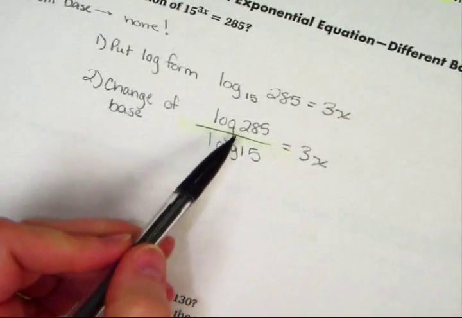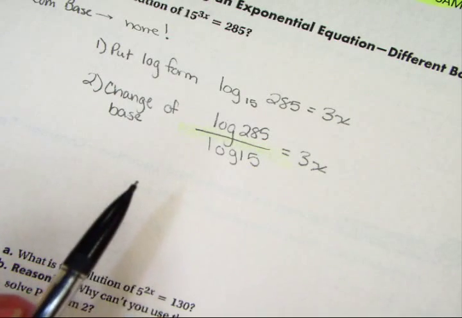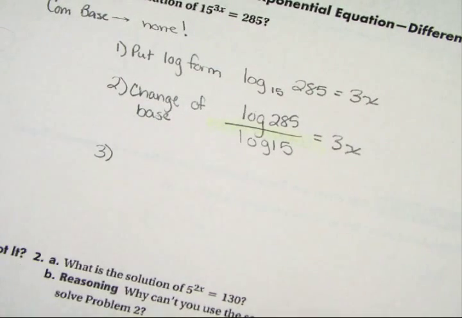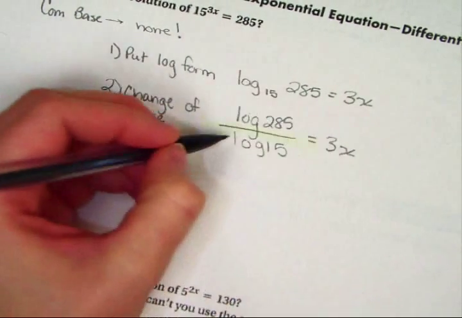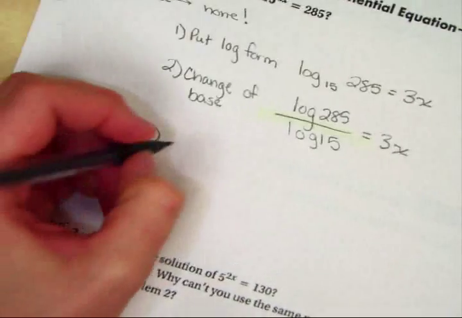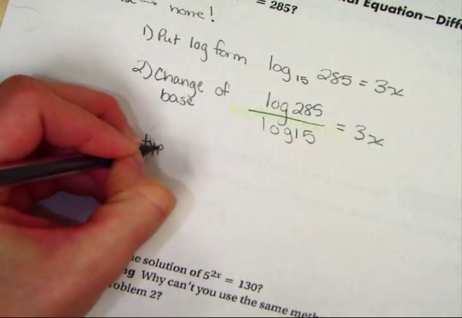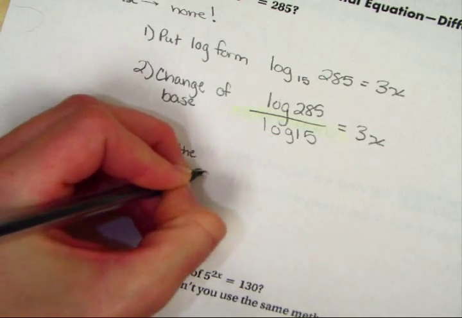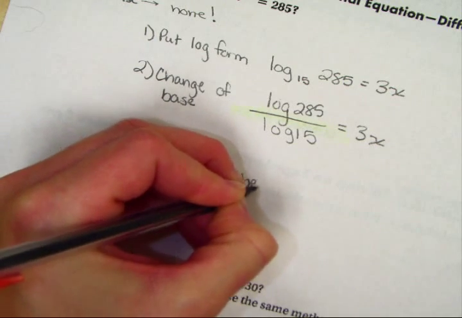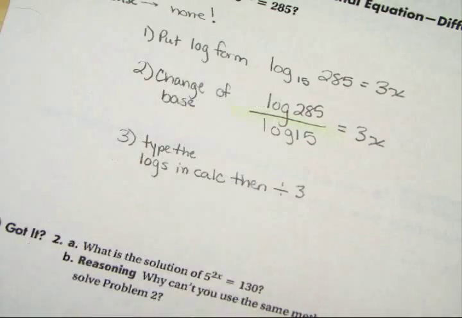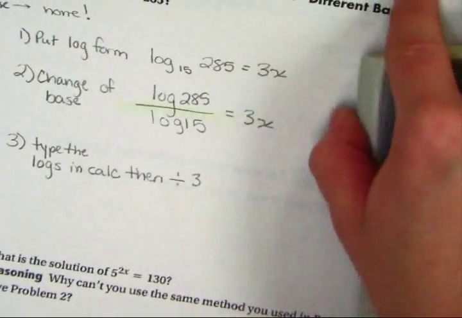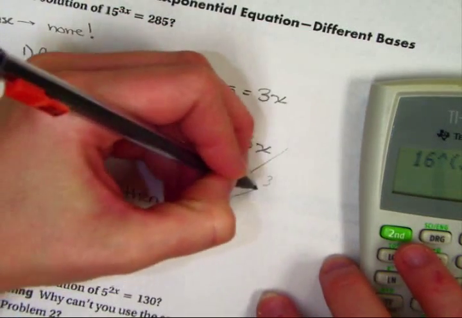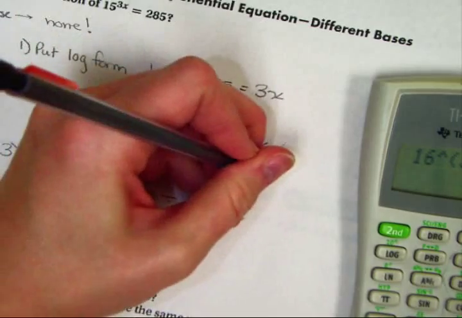I'm going to get this, and let's round today. Let's round to 4 decimal places. So step 3. Now I like to do this, okay? I like to move my 3 over. Watch how I'm going to do this in my calculator. I'm going to type the logs in my calculator, and then I'm going to divide by 3 in the calculator. So ready? And why do I divide by 3? Because it's 3x here. I have to divide by 3.